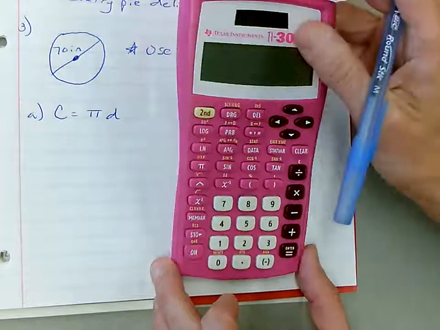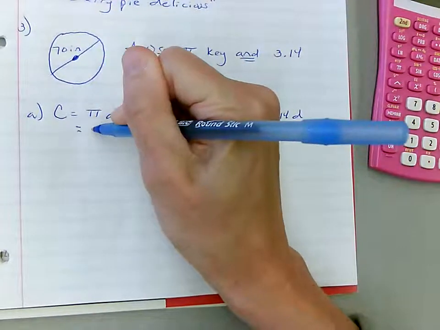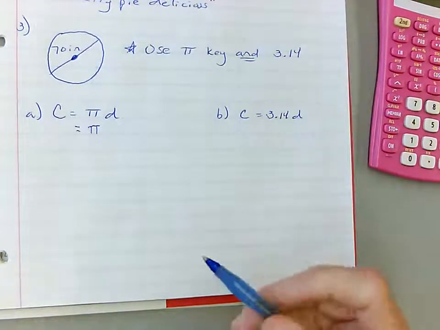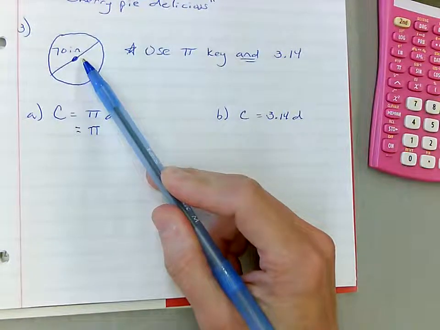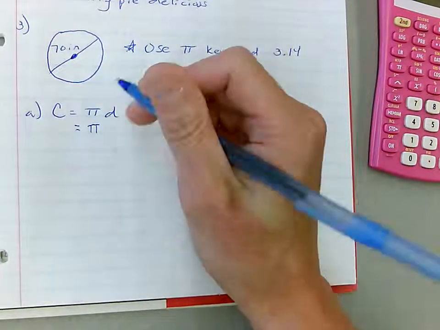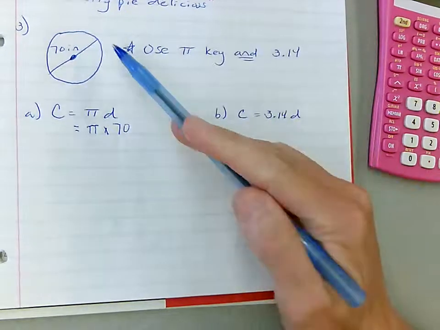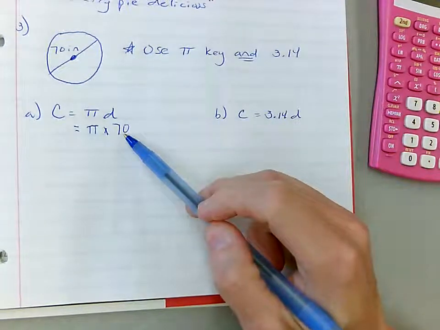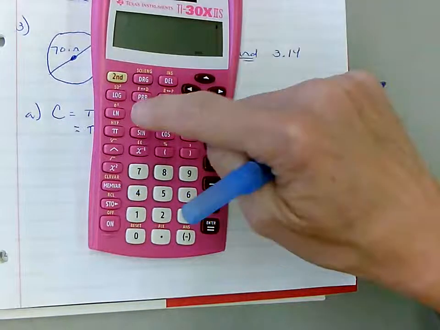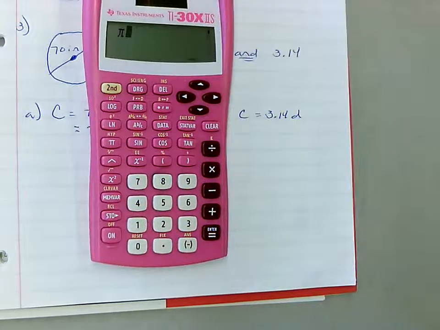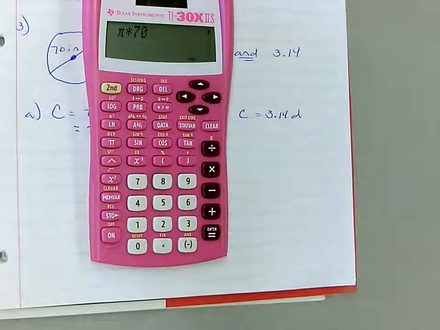So for letter A, finding the circumference, right? We're going to use the pi key on the calculator, and we're going to multiply it by the diameter. Well, I give you the diameter in number 3. So if I give you the diameter, that means here we're going to multiply it by 70. It just plugs right into that formula. So now when I calculate this, I'm going to press the pi key like I just showed, and then you can hit multiplication, or you can just right next to it put 70.